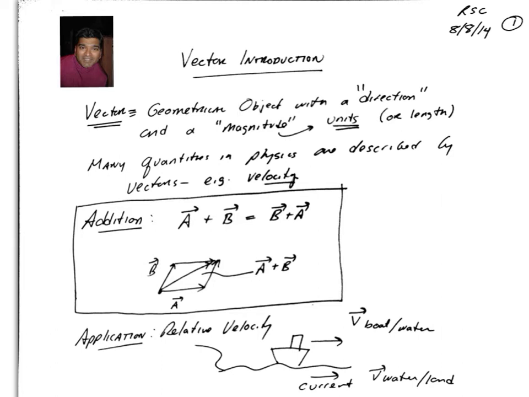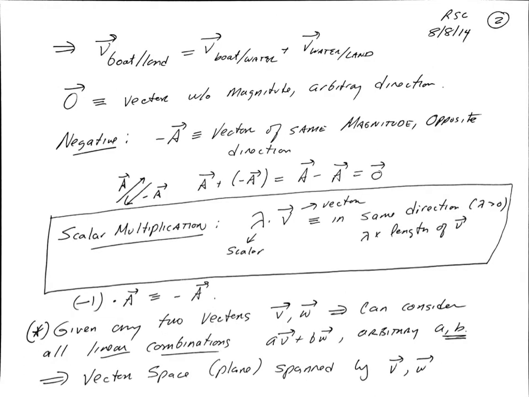One example of vector addition is the definition of relative velocity. Suppose we have a boat, here's my rendition of a boat, traveling on the water. There's a velocity of the boat relative to the water, that's some vector v. The water itself may also be moving with some current, that's the velocity of the water with respect to the land. And if we're here on the land, we would like to understand the velocity of the boat relative to the land. Vector addition gives us a very simple way to calculate this. It's just the sum of the velocity of the boat relative to the water plus the velocity of the water relative to the land.